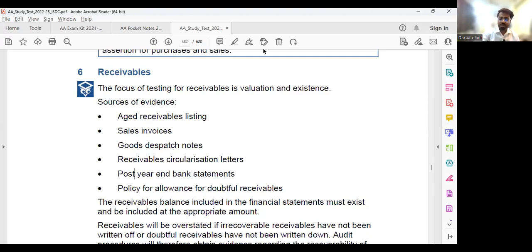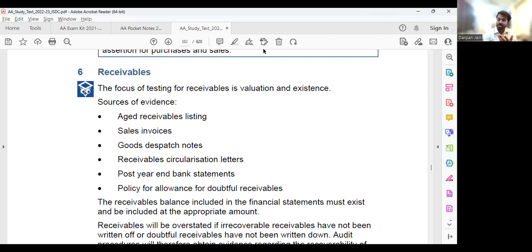So what are the different sources of evidence? One is aged receivables listing. Like we saw aged inventory listing, there's an aged receivables listing also. What will be this aged receivables listing? This is going to basically contain the list of all the debtors, the breakup of all the trade receivables along with their individual ages.